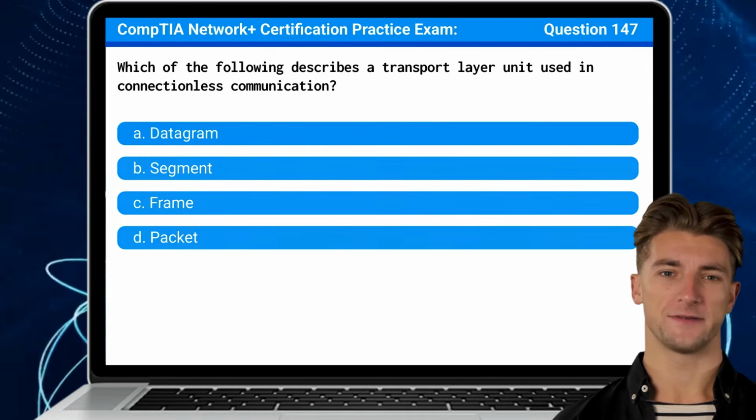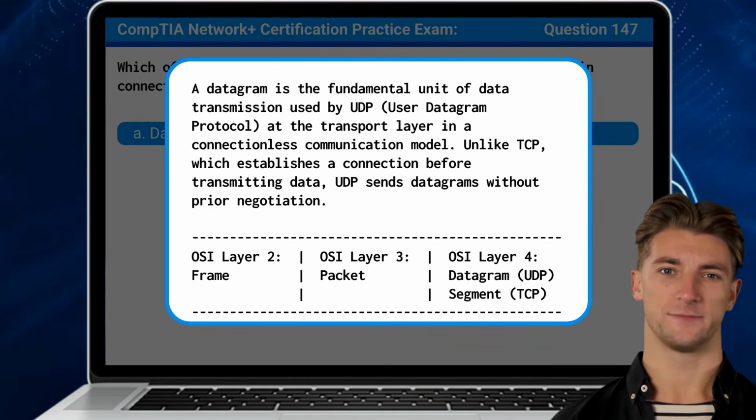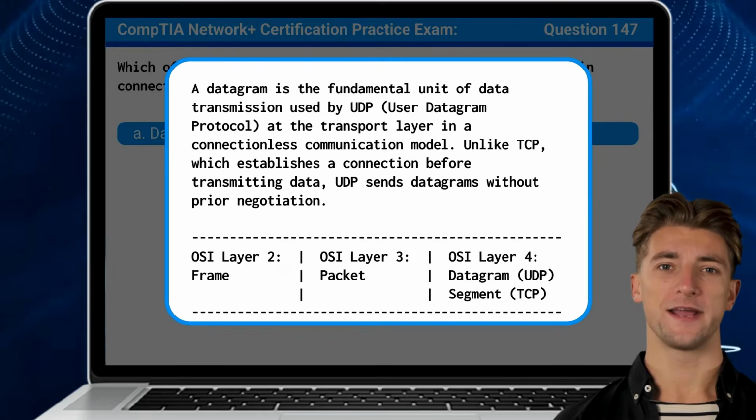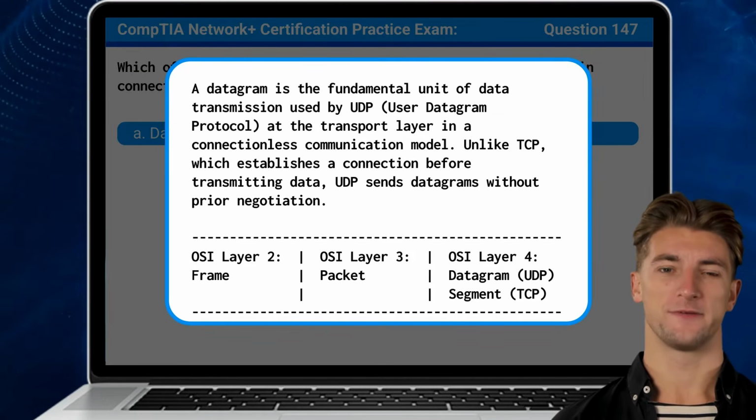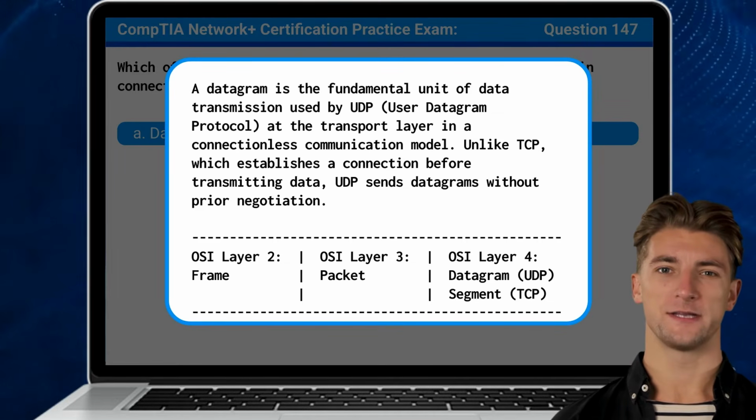The answer is A. Datagram. A datagram is the fundamental unit of data transmission used by UDP at the transport layer in a connectionless communication model. Unlike TCP, which establishes a connection before transmitting data, UDP sends datagrams without prior negotiation.